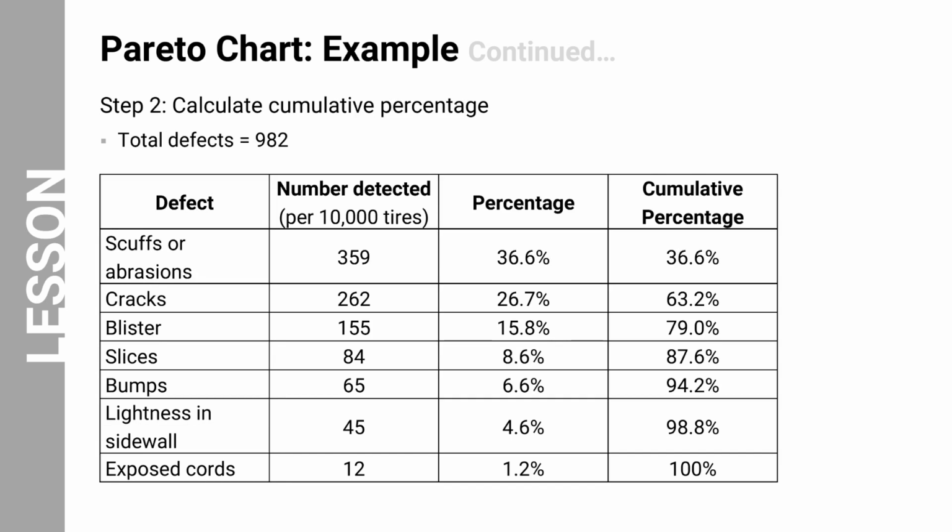Next, the percentage of each defect in relation to the total number is calculated. In this example, there are a total of 982 defects, so the percentage of scuff or abrasions is calculated as follows: 359 divided by 982 times 100 equals 36.6%. This percentage is calculated to obtain the cumulative percentage, which is determined by adding the percentages for each defect to the defects before it. The cumulative percentage continues to increase until it equals 100% because it includes all categories of defects. This table shows the percentages calculated for each defect and the cumulative percentage in descending order.